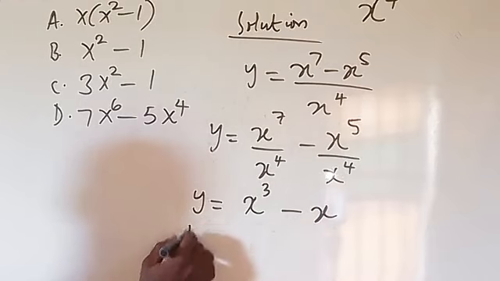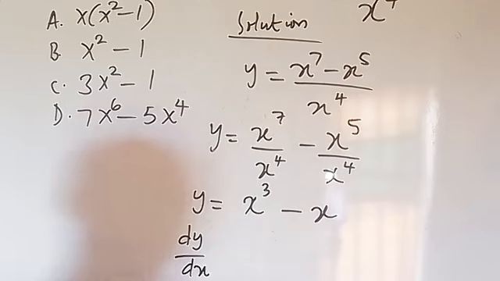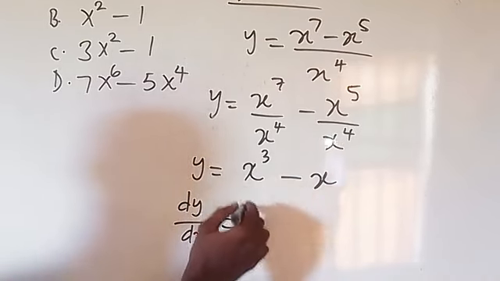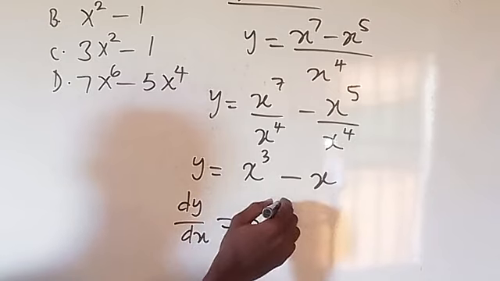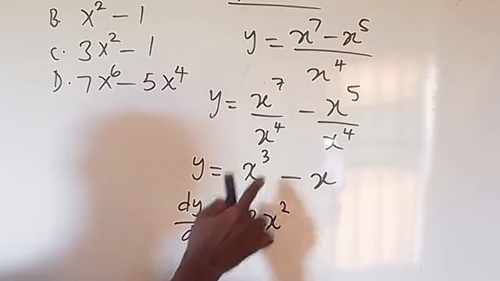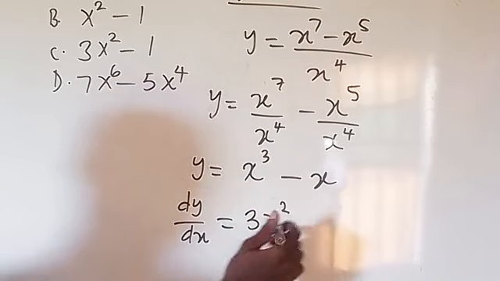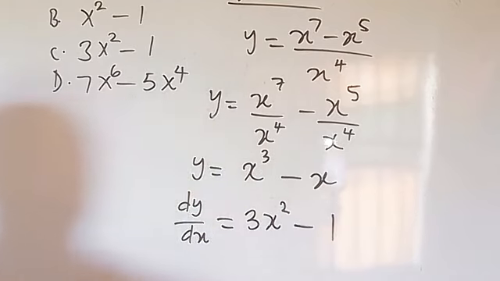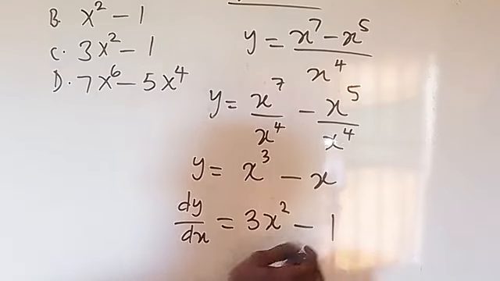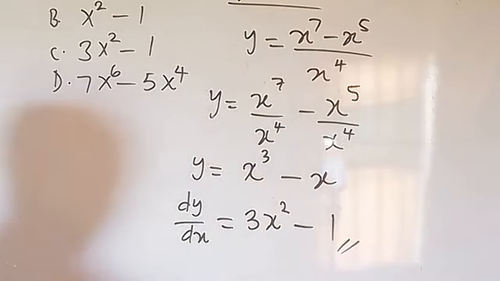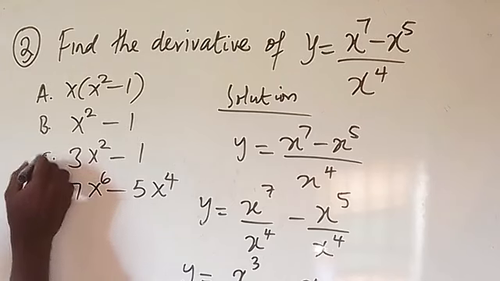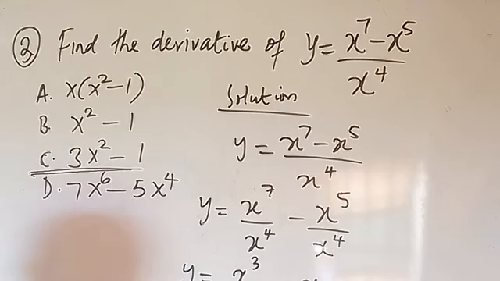So now from here, just do the differentiation. Differentiating y with respect to x, this is going to be 3x squared. You just remove 1 from 3 and multiply the 3 by this, then minus, this is going to be 1. So we have the solution to be 3x squared minus 1. Looking at the options, we have option C to be the answer to the problem. Thank you.